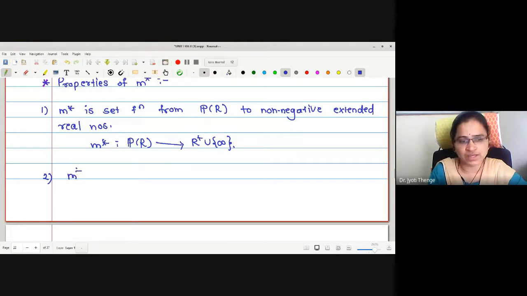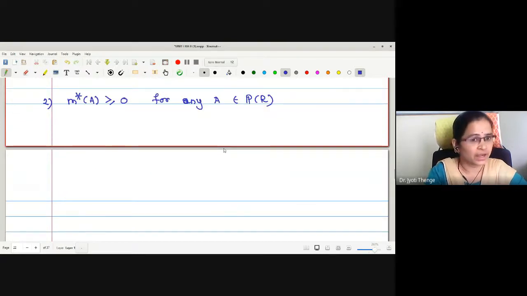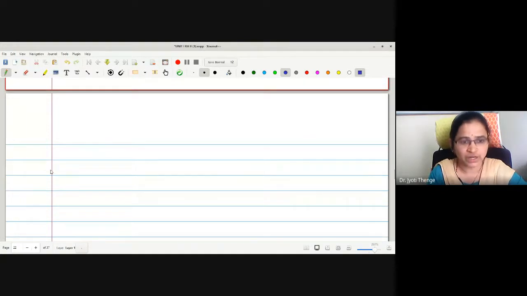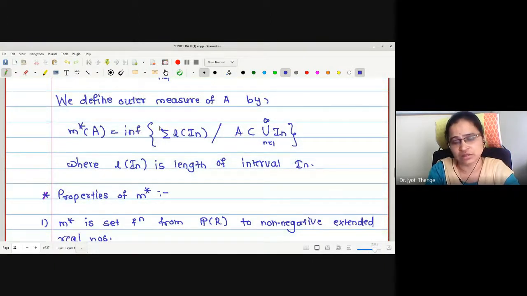What is the second property I will write? What about the nature, as we were saying, non-negative? Therefore, may I say M star of A is always non-negative for any set A in the power set of R. Is it okay? Two properties. First, it is defined for any set, therefore the domain is the power set. The codomain is the non-negative extended real numbers. And every outer measure is non-negative. Why is it non-negative? One can check. Actually, for M star we were finding the infimum among the lengths. And what about length? Length is always a non-negative quantity. Therefore, every element in this set is a non-negative real number. So what about the infimum value? This infimum should be non-negative again. Correct, no? Every element in this set is non-negative, right?